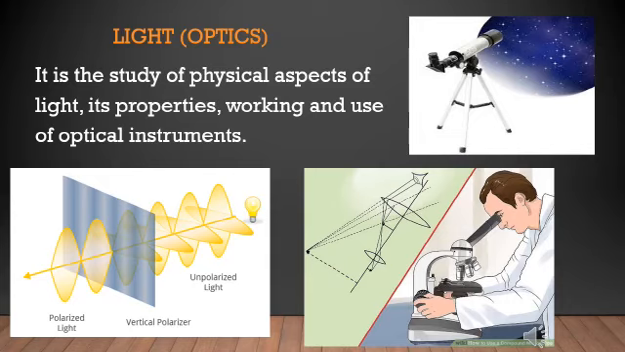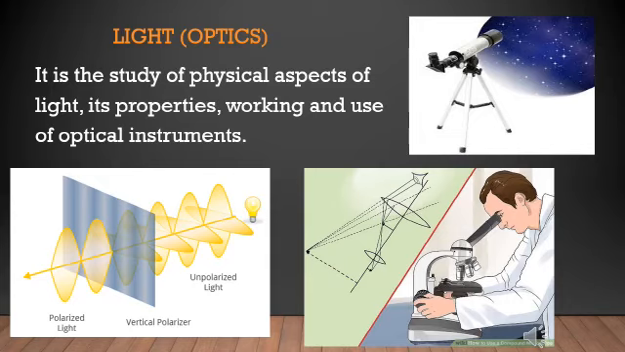Next comes the working and the use of optical instruments. Optical means the instruments through which we can magnify distant objects, or small objects, very clearly. Optical instruments are used for magnifying smaller objects or distant objects, and we can see all the objects very clearly through them.